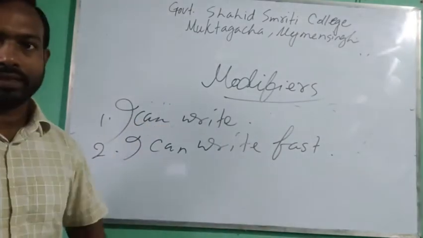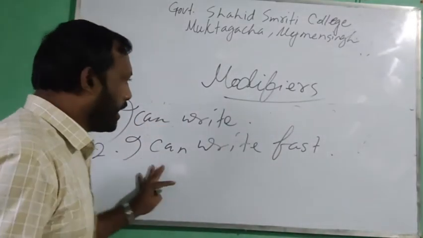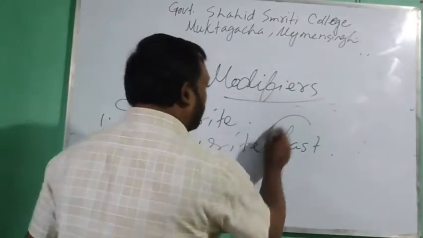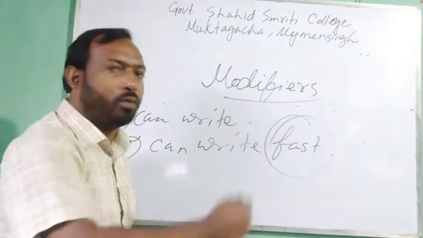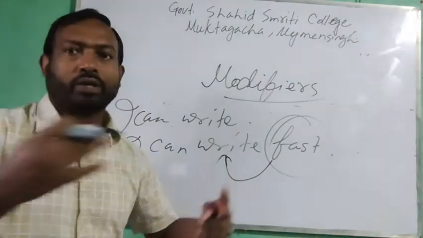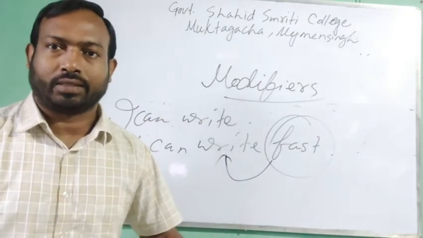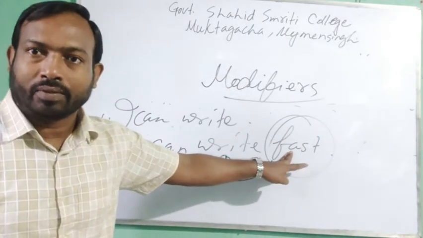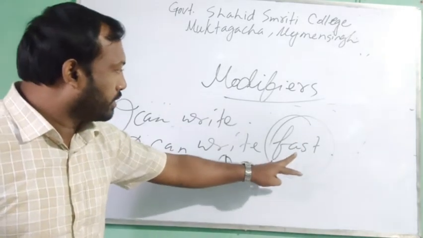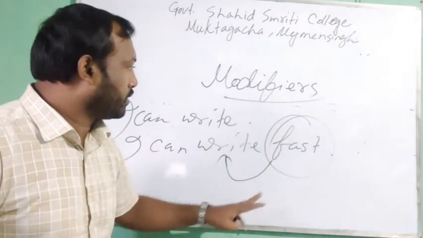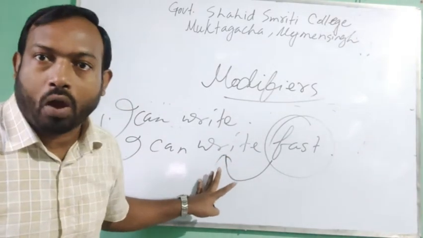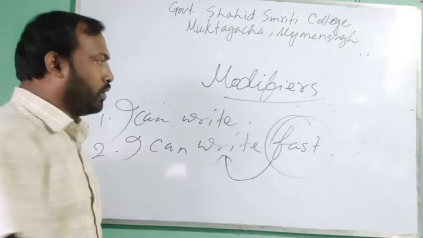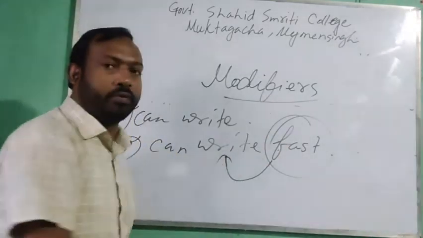So compare these two sentences. First one is I can write. Sentence is correct. Second one is I can write fast. So the word fast actually tells something more about the verb write. How can I write? I can write fast. So this word fast answers the question how. How do I write? I write fast. So the word fast actually modifies the verb write.